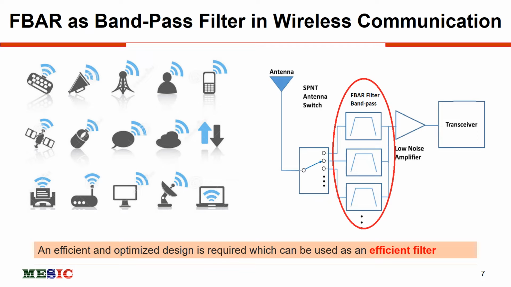So where can we use the FBAR filter? In the simplest wireless communication system, the filter can be used as a band pass before the low noise amplifier, between the transceiver and antenna. So an efficient and optimized design is required, which can be used as an efficient filter. Obviously, if we have a high quality factor, high Q, then the filter we design using FBAR technology will perform better.